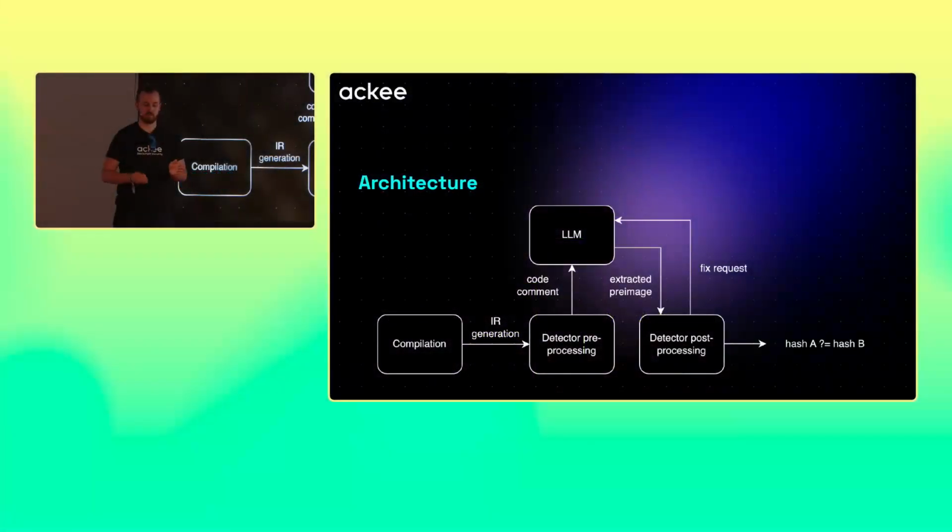If we fail, we will send a fix request, which is another prompt. So there are two prompts for the language model. And then it will try to extract the pre-image again. And in the end, we will compare the hashes.